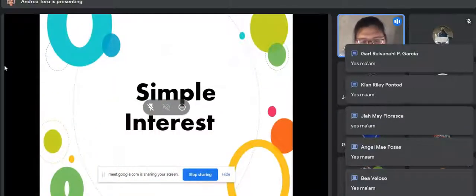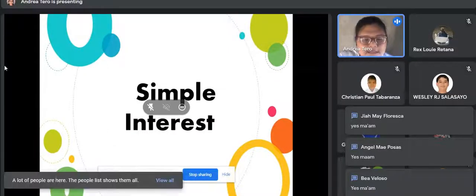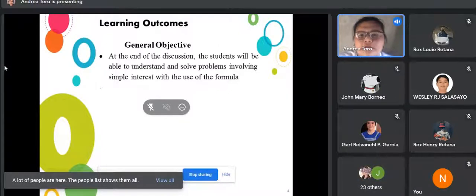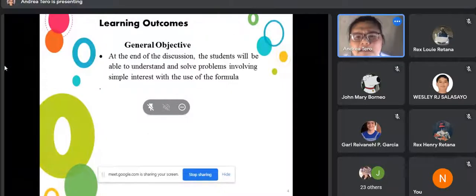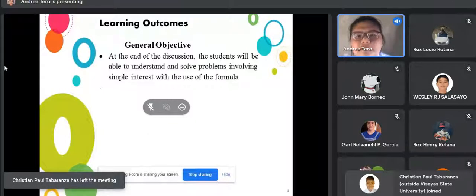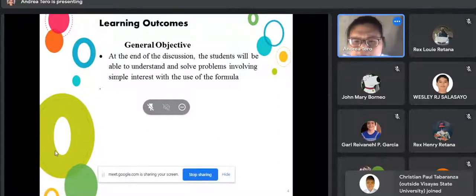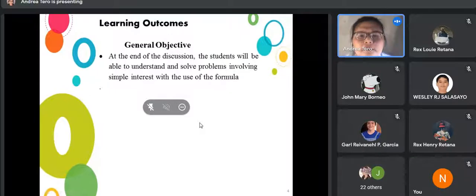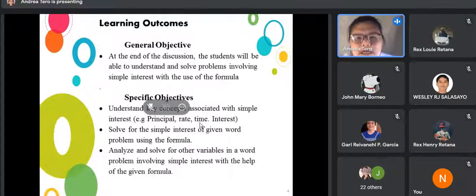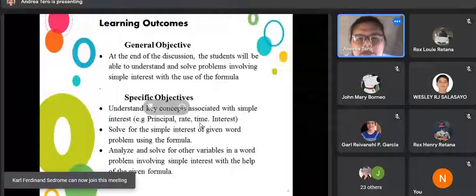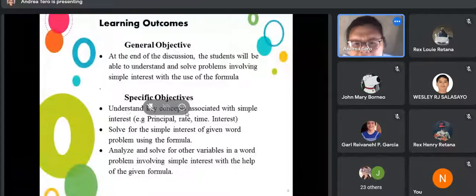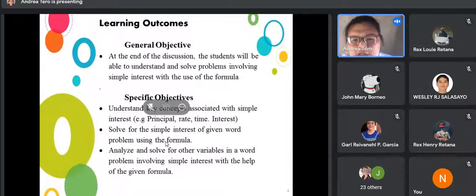Our lesson for this afternoon is simple interest. Our objectives: at the end of the discussion, the students will be able to understand and solve problems involving simple interest with the use of the formula. For specific objectives, first, understand and define key concepts associated with simple interest, such as principal, rate, time, interest. Solve for the simple interest of a given word problem using the formula. And analyze and solve for other variables in a word problem involving simple interest with the help of the given formula.